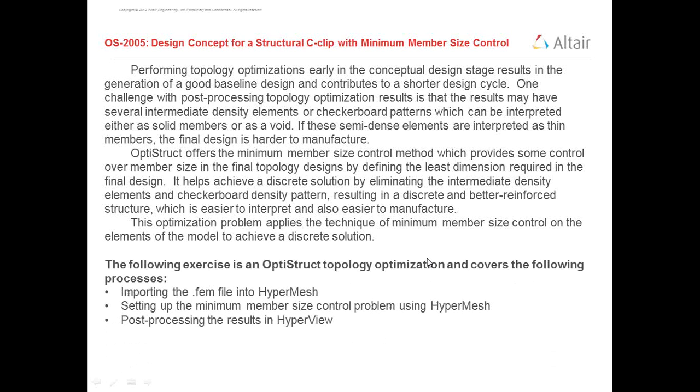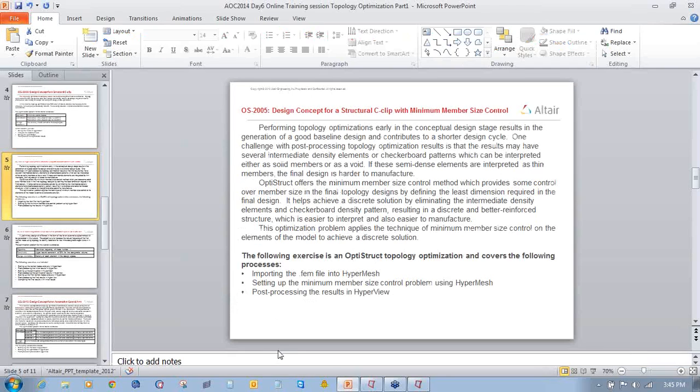So the following exercise is an OptiStruct topology optimization and covers the following process. We'll see how to import the FEM file into HyperMesh, set up a minimum member size control problem using HyperMesh, and post-process the final result. So I will again go to HyperWorks.